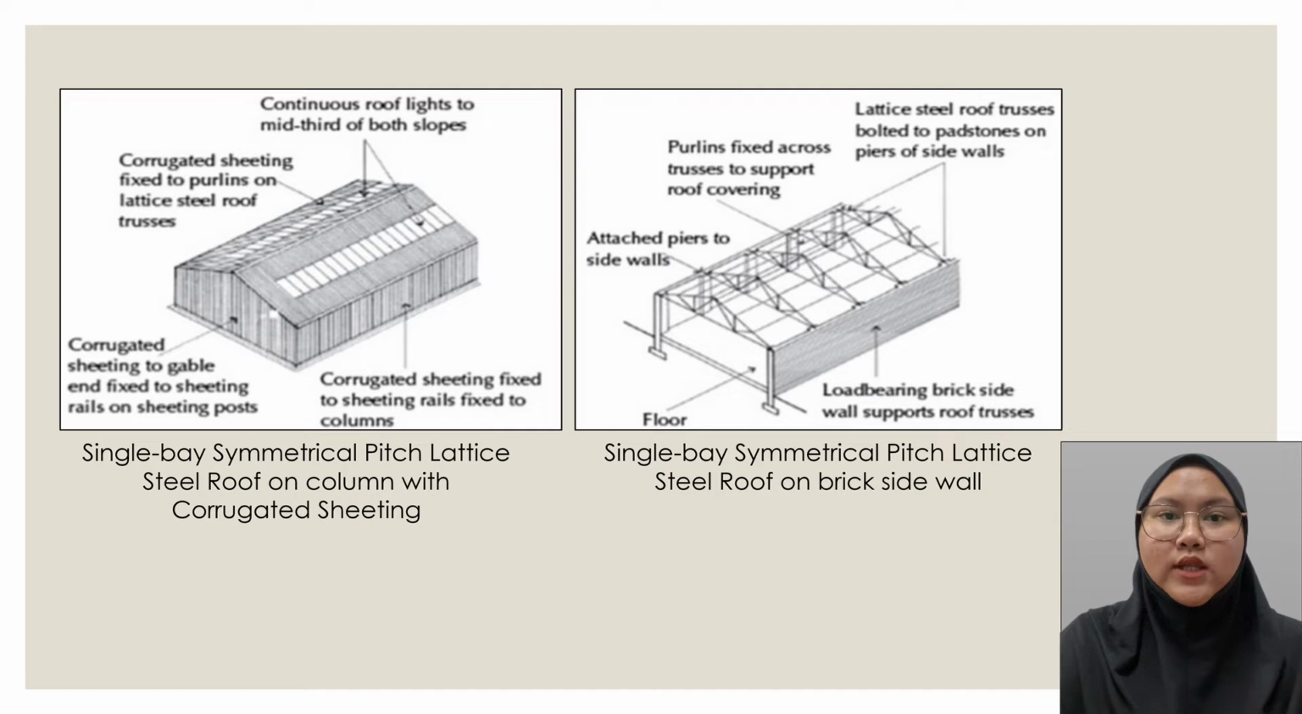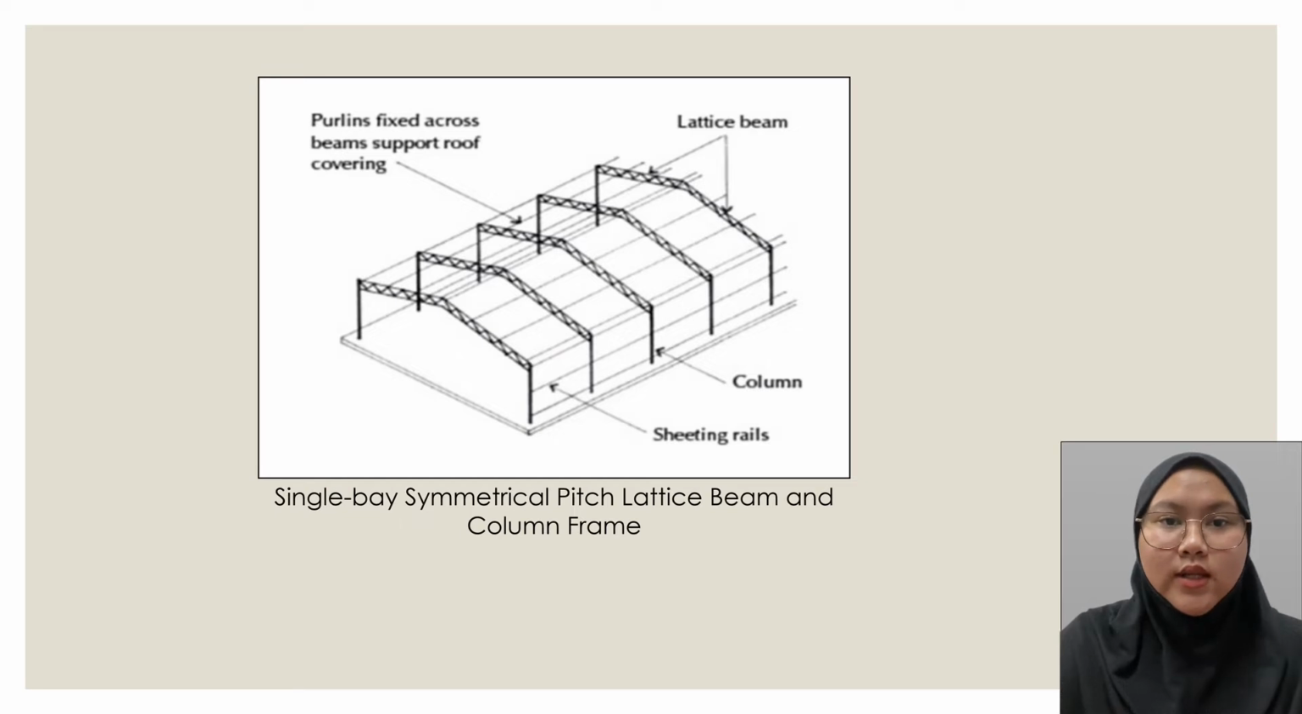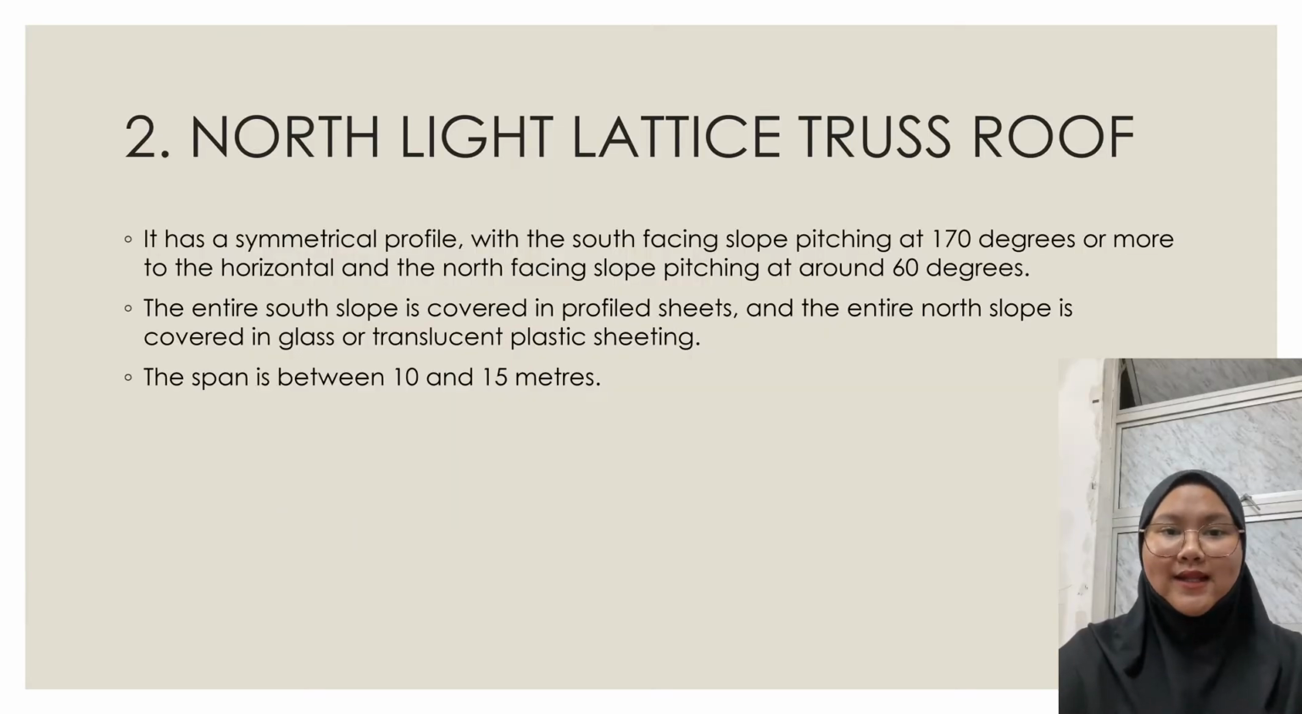First, single bay symmetrical pitch lattice steel roof on column with corrugated sheeting. Second, single bay symmetrical pitch lattice steel roof on brick sidewall. Third, single bay symmetrical pitch lattice beam and column frame. 2. North light lattice truss roof. It has a symmetrical profile with the south-facing slope pitching at 170 degrees or more to the horizontal and the north-facing slope pitching at around 60 degrees.